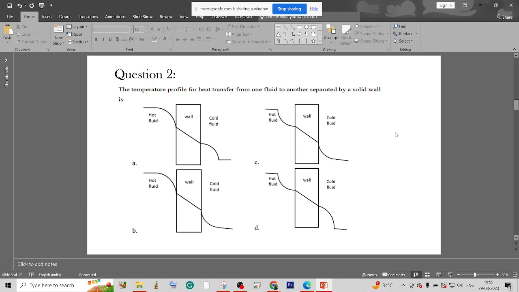And again, the same thing will be followed in the cold fluid. So there will be a gradual decrease in the cold fluid, and the temperature will remain constant in the bulk. So this will be the profile in the cold fluid. Okay, so yes, it is option B.